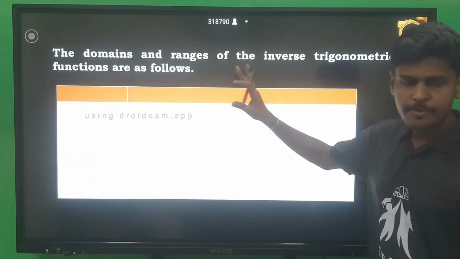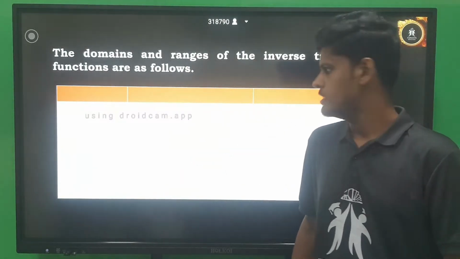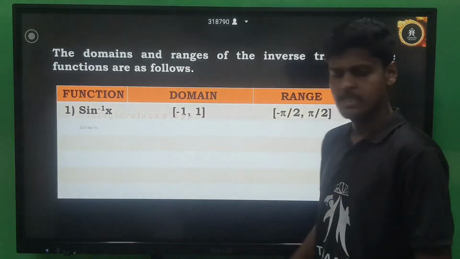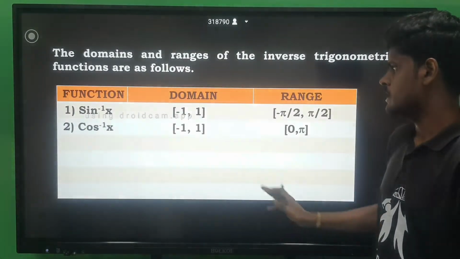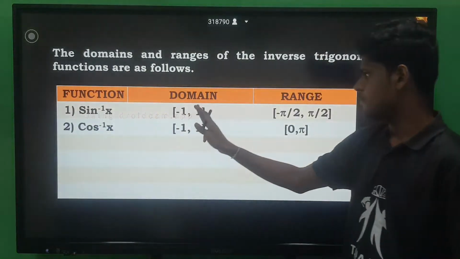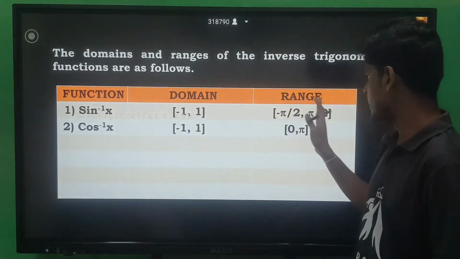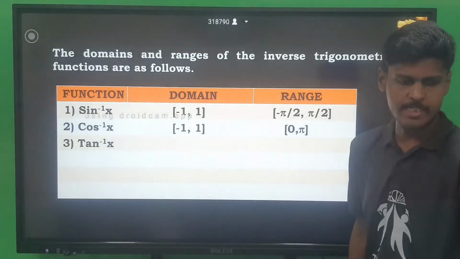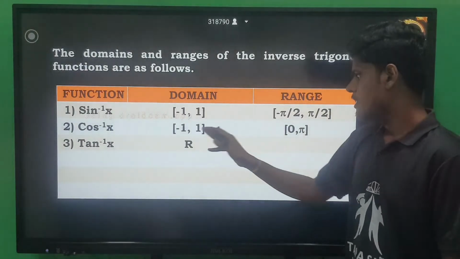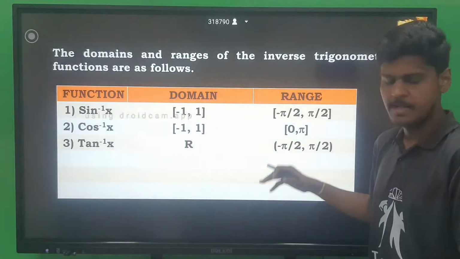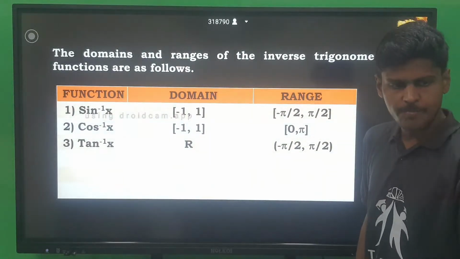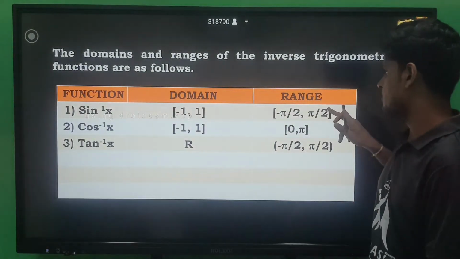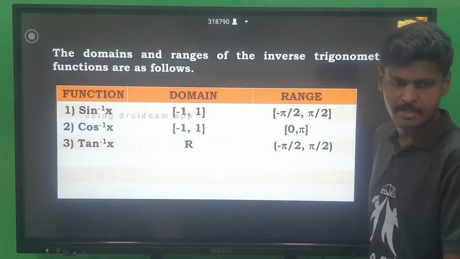This is the summary of all the trigonometric functions, inverse trigonometric functions with domain as well as range. We already discussed the domain of sin inverse x, minus 1 to 1, range is minus pi by 2 to pi by 2. Cos inverse x, same domain, range is 0 to pi. Tan inverse x, all real numbers, minus pi by 2 to pi by 2, but the endpoints are not included in that. That is the difference between sin inverse and tan inverse.